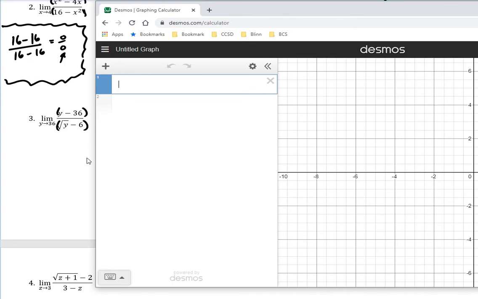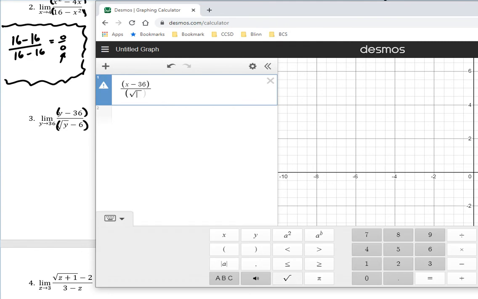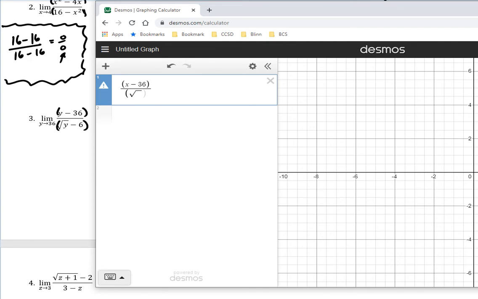Okay, so anyway, if they change the letter, that's okay. Just use x still in the program. So x minus 36 divided by square root, and you could type in square root, and it changes it. See that? So I did SQRT. You could also pull up the calculator button here, and there's the square root, or the keypad. Okay, so square root of x minus 6. And again, careful, make sure it looks exactly the same, and it does.